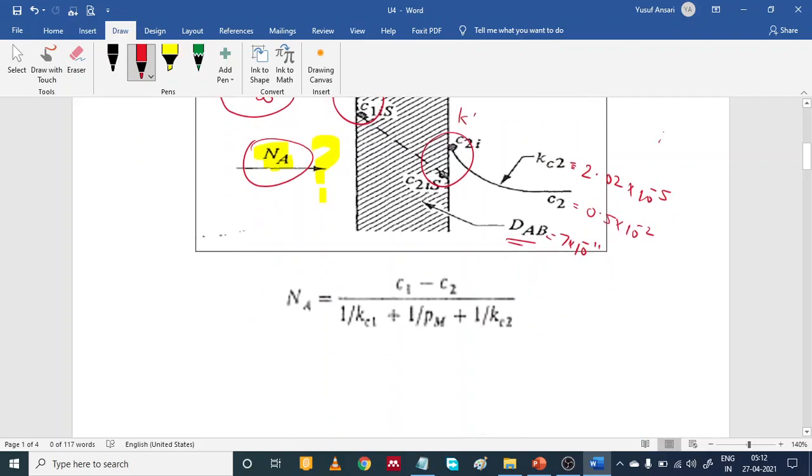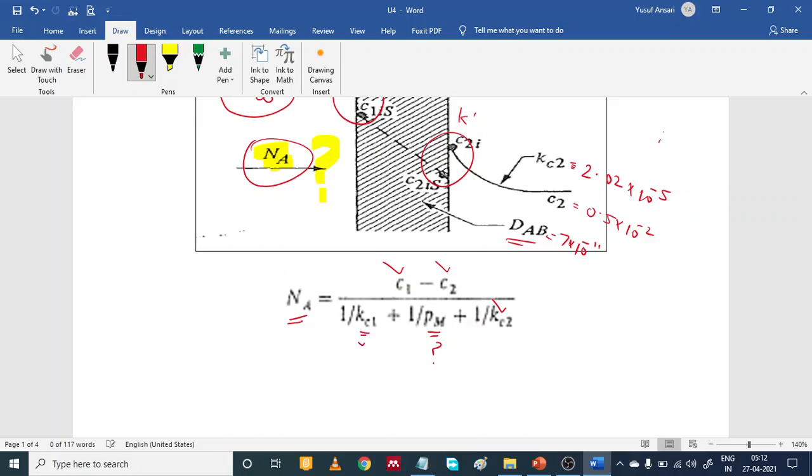Now come to the NA formula. You should remember that NA is equal to C1 minus C2 upon 1 upon Kc1 plus 1 upon Pm plus 1 upon Kc2. C1 and C2 are given here, Kc2 is given here, and Pm you have to calculate.